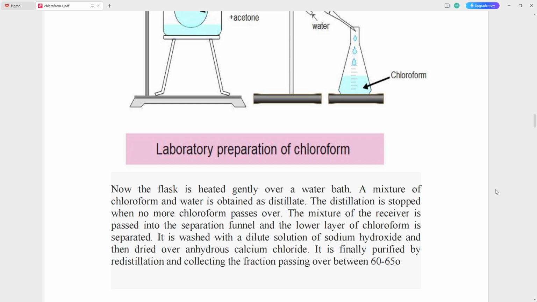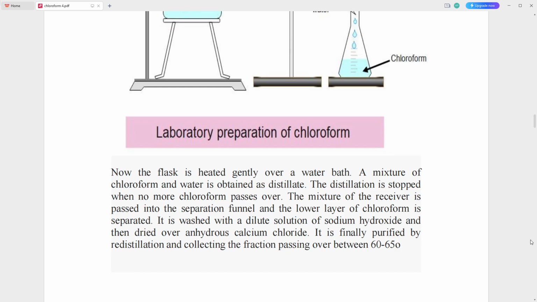The mixture in the receiver is passed into the separation funnel and the lower layer of chloroform is separated. It is washed with a dilute solution of sodium hydroxide and then dried over anhydrous calcium chloride. It is finally purified by redistillation, collecting the fraction passing over between 60 to 65 degrees Celsius.